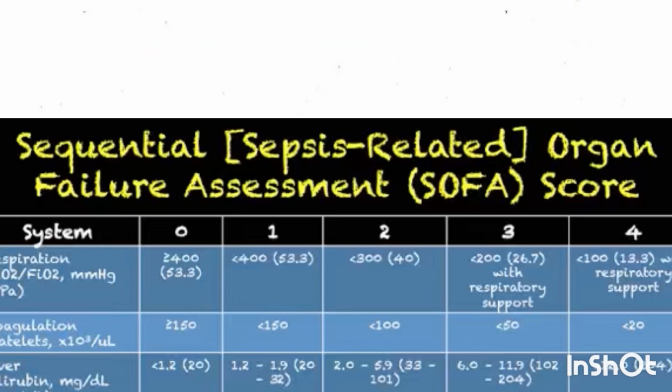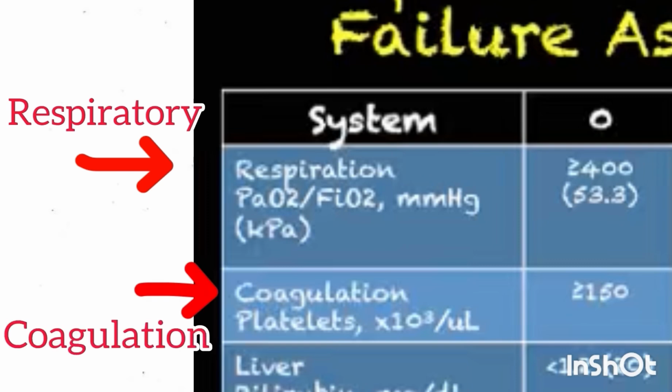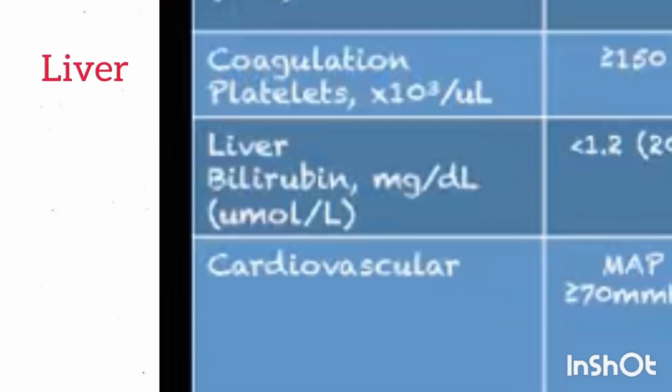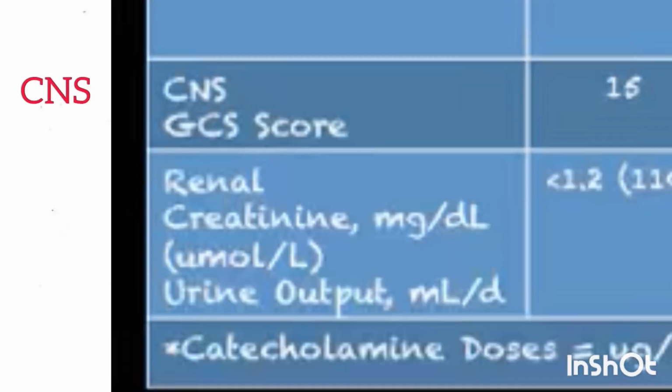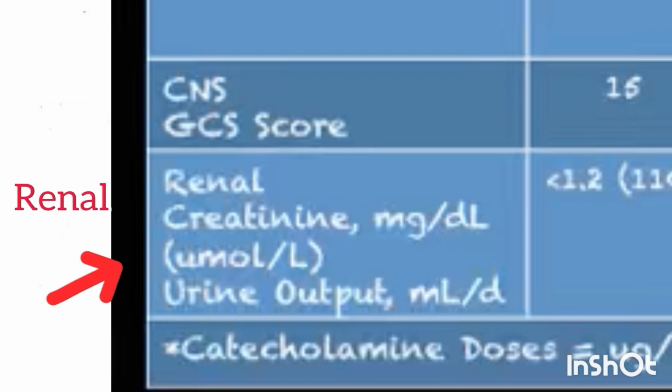For respiratory, we assess oxygenation. Coagulation, we monitor platelet count. And for liver, we assess for raised bilirubin level. And for cardiovascular system, we look for hypotension. And for central nervous system, we assess the GCS. And for kidney or renal, we monitor for elevated creatinine levels or reduced urine output.